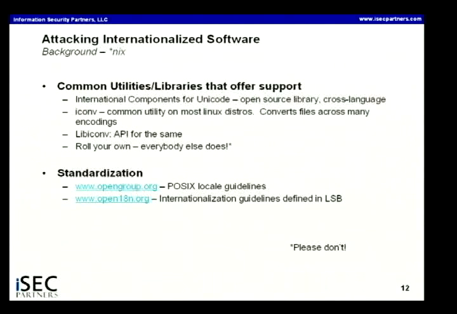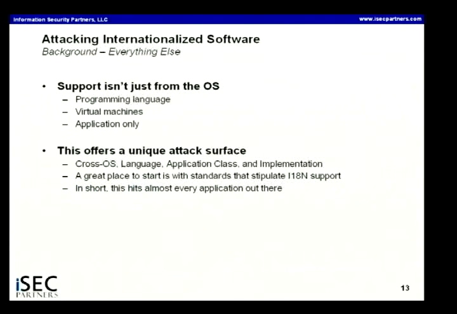There are common utilities and libraries that offer support, like International Components for Unicode, an open source library that does all the conversions along the same lines as what we saw with multi-byte to wide char and the reverse. iconv is a utility you'll find in most distros that will convert files between different encodings. libiconv is the same thing, but in library form. And you can always roll your own because everybody else does, and please don't. And there are a couple of websites you can check out if you want a bit more information on standardized internationalization concerns in the *nix world. But everything else, support isn't just from the OS.